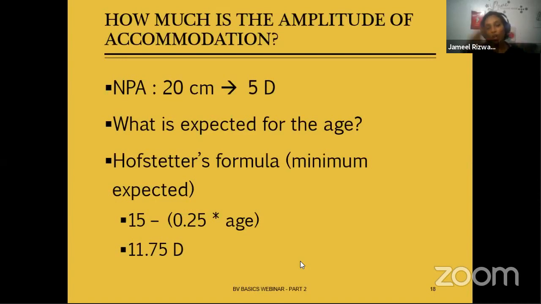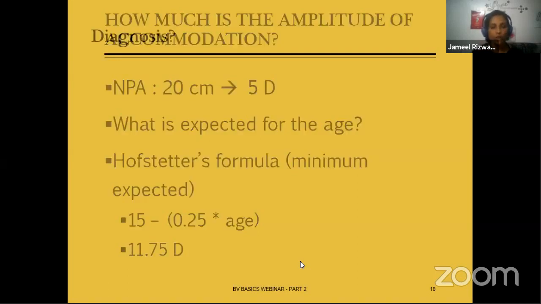Look at the gross discrepancy in this case. The patient has just 5 diopters, whereas he's expected to have about 12 diopters. There's about a 7 diopter discrepancy. We discussed last time that a deficit of more than 2 diopters is something abnormal, and you need to really consider treating it. This patient really has 7 diopters less than what is required. So we have to now start managing this patient.